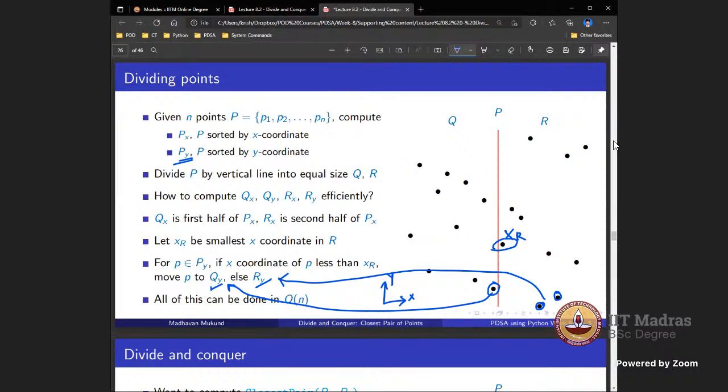Okay. How could I know the middle line coordinate? You are inserting a half, I mean, simply take this point, take the last point. Suppose we are taking a point, how could I know whether it will be in Q or in R?